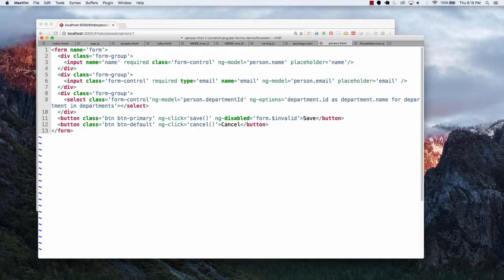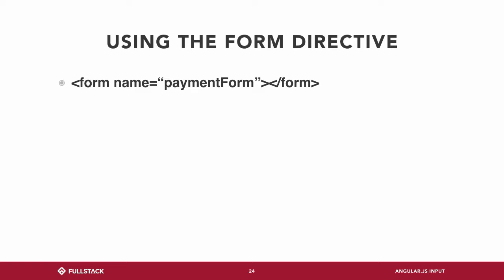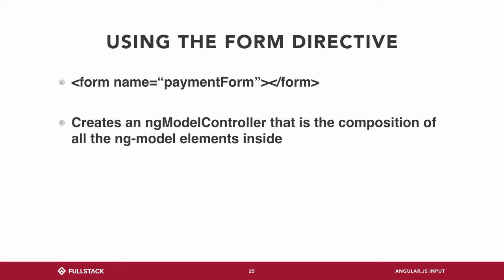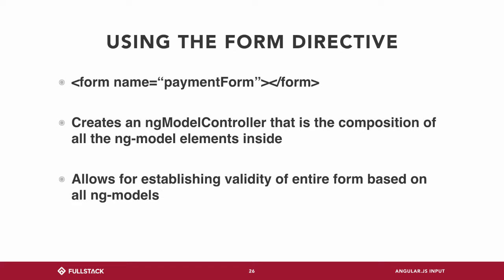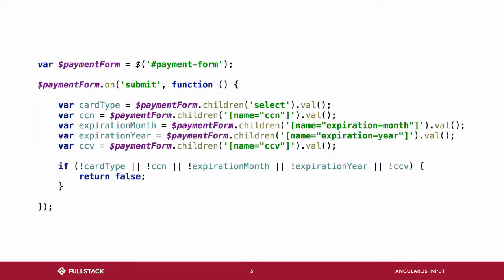I want to pop up this keynote presentation real fast, which I think will make a lot of sense. Okay, so we've basically got this form directive where we could give our form a name, and it basically is creating this controller under the covers, right? And I'm sorry, guys, I did this way too early. I knew this was not good.